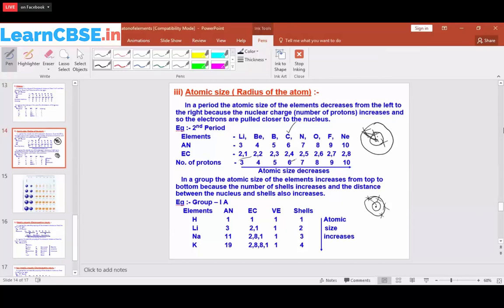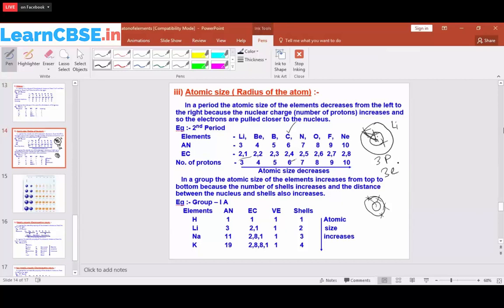But the proton number inside will be changing. Because we are increasing the atomic number, only the number of protons changes, not the distance from the nucleus to the outermost electrons. So the number of protons increases: 3, 4, 5, 6, 7, 8, 9, 10. Now this is the lithium atom. Lithium has 3 protons and 3 electrons.